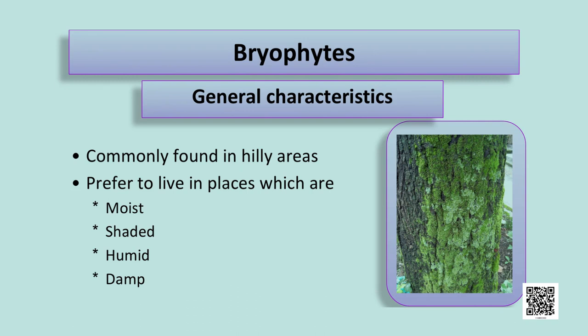Bryophytes exist in a wide variety of habitats. They can be found in extremely cold regions as well as in deserts, but most of them are commonly found in hilly areas and they prefer moist, shady, humid and damp places where no direct sunlight reaches. They are found in relatively unpolluted areas where there is abundance of trees and other plants. Just like lichens, these plants are also sensitive to sulfur dioxide content in the atmosphere. In this picture, you can see both moss and liverworts growing together on the bark of a tree.